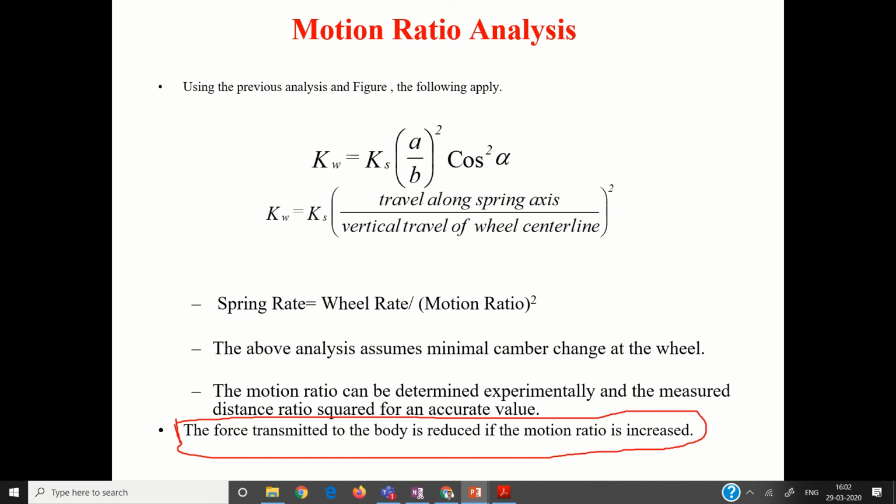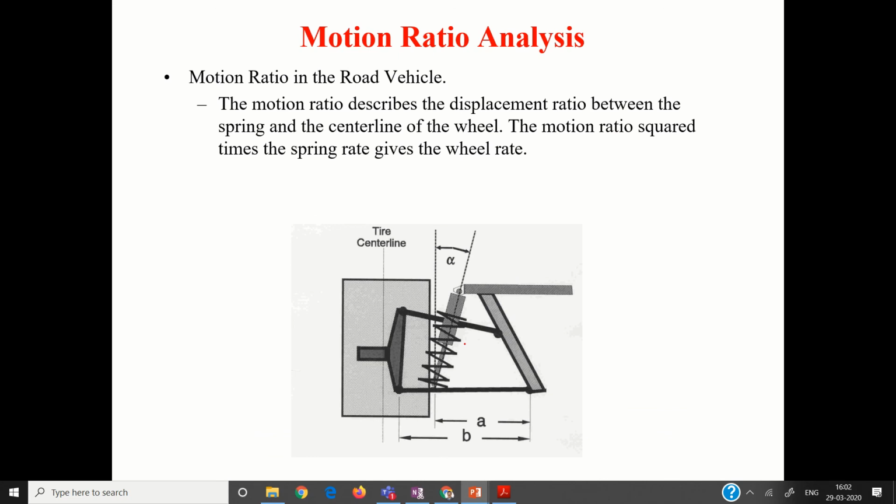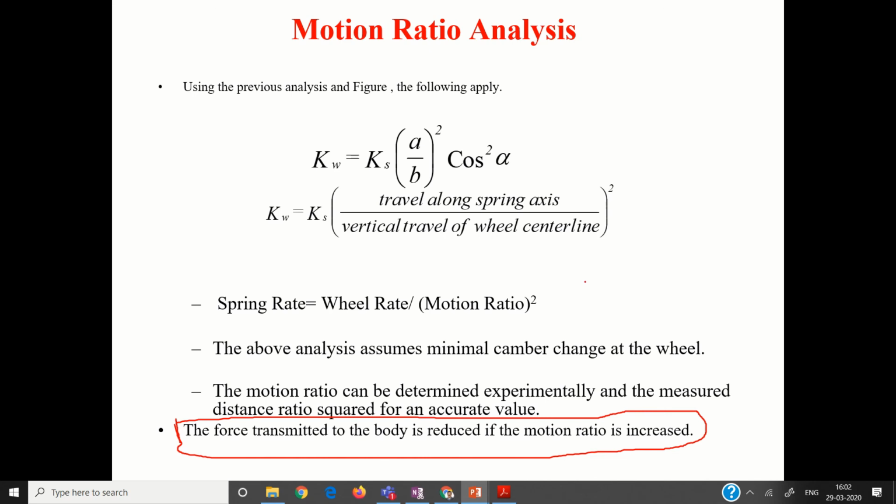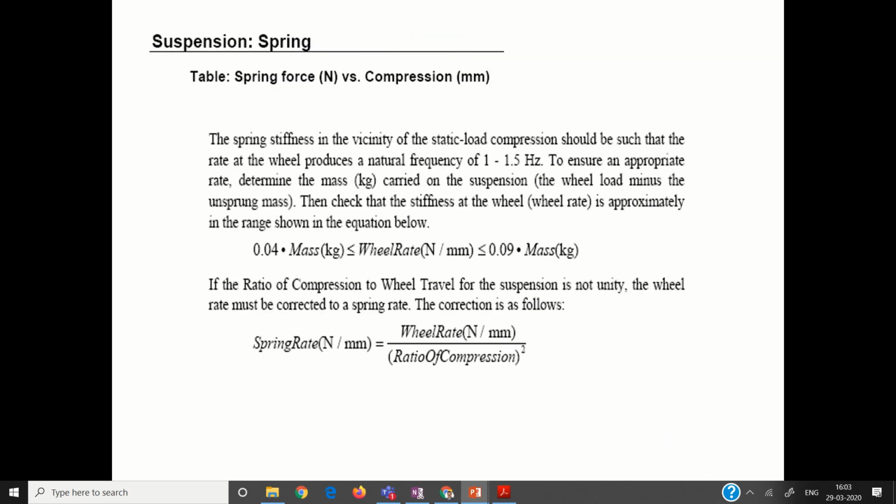Okay, sir. So that's how this now gives you an idea where exactly the spring and the damper have to be placed. Once I fix the motion ratio, whether the spring should come here or here or here, we can decide. That is the advantage of this.